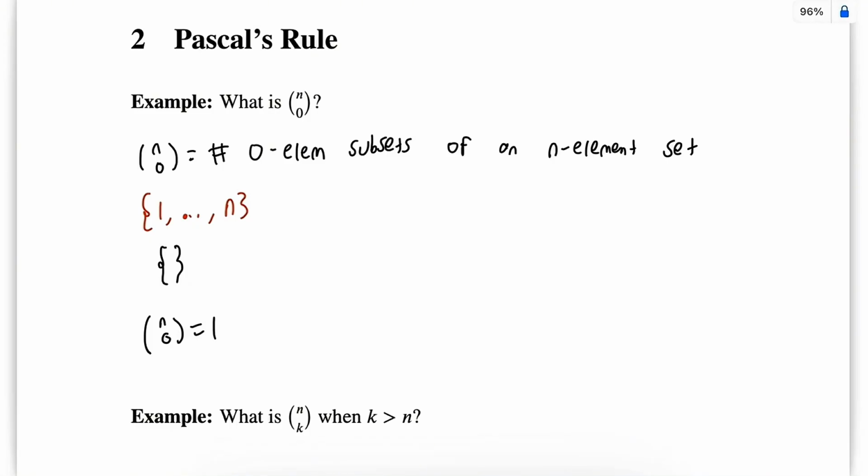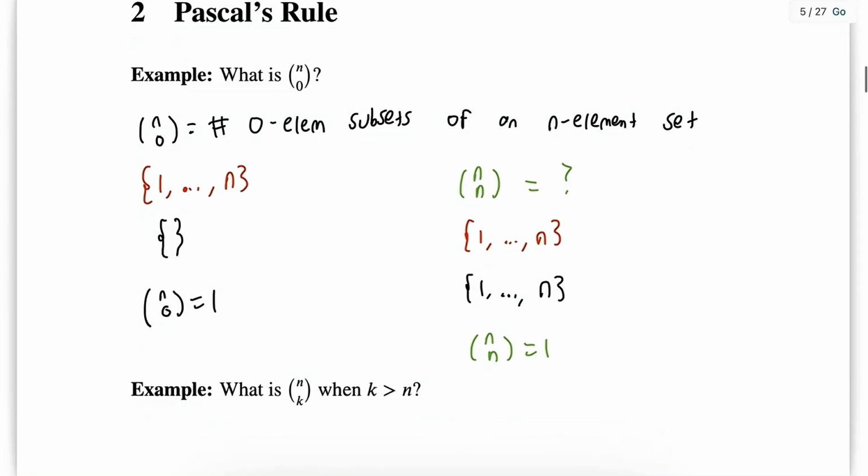By the way, as a little bonus here, what about n choose n? Well, it's kind of a similar argument, right? If you have a set with n elements, how many subsets of that have n elements? Well, just the entire set, right? That's the only subset you can make that has n elements. So n choose n is also 1.